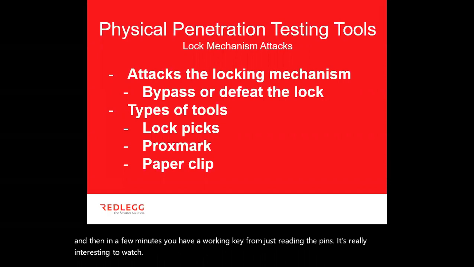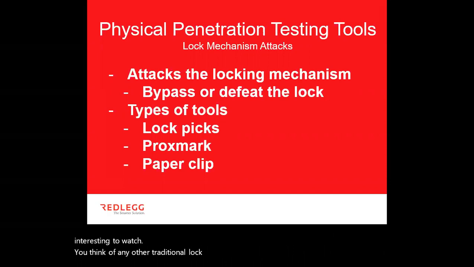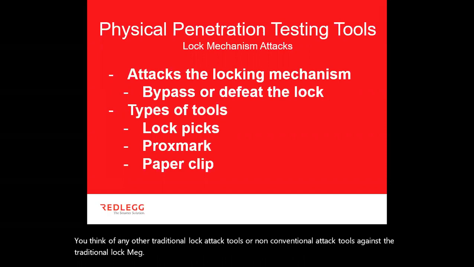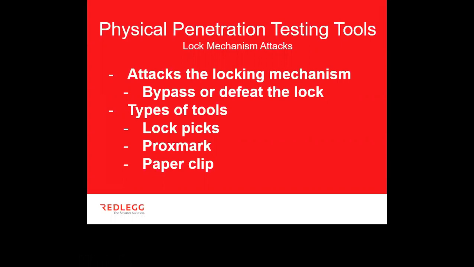Can you think of any other traditional lock attack tools, or non-conventional attack tools against the traditional lock, Meg? All of my non-traditional tools at this point really work better on things like wafer locks. And if I can bypass and not use a lockpick tool, I'm almost always going to do it, because lockpicking can take so long and can look so suspicious and leaves so many artifacts. It's not something that I really attempt unless it's on a cabinet door or something easy to pick like that.